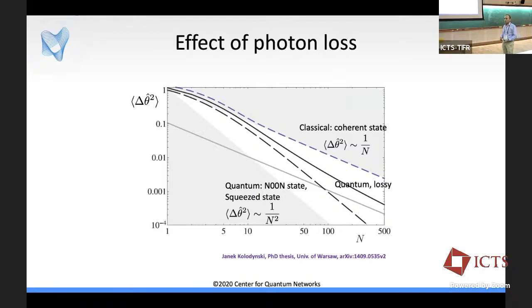Now, the moment you have loss in any one of these sensing examples, the Heisenberg limited sensitivity goes away. The variance of the NOON state or the squeezed state transmitter goes as 1/n². The variance for the coherent state transmitter goes as 1/n. But if you have loss, then it starts scaling like the quantum case for low mean photon number, and when you go to high n, it becomes parallel to 1/n. So there is no Heisenberg limited sensitivity as a scaling law for large n. You always go back to 1/n scaling for the variance, but you can still get a good constant factor improvement in the variance using quantum resources, and how much improvement you get depends upon how lossy your system is.